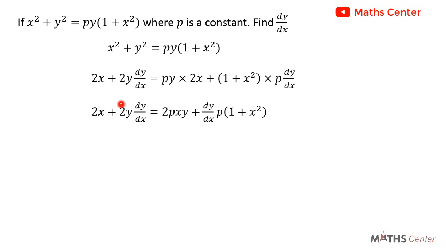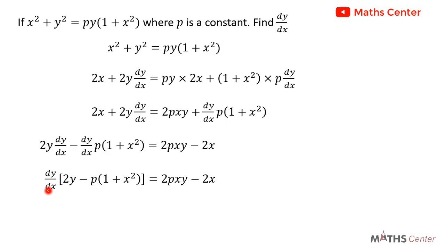When we do the simplification, we have 2x plus 2y dy/dx is equal to py times 2x, which gives us 2pxy, then plus, this can be written as dy/dx times p(1 plus x squared). We need dy/dx, so we let all the terms containing dy/dx go on one side and the other terms on the other side. When you do that, you are going to have 2y dy/dx minus dy/dx p(1 plus x squared) is equal to 2pxy minus 2x.